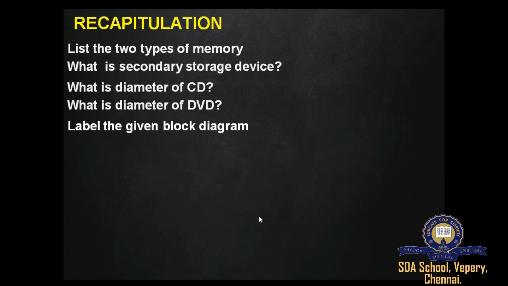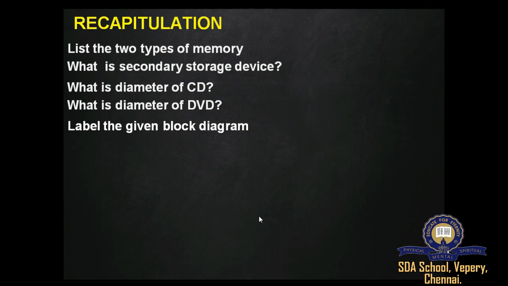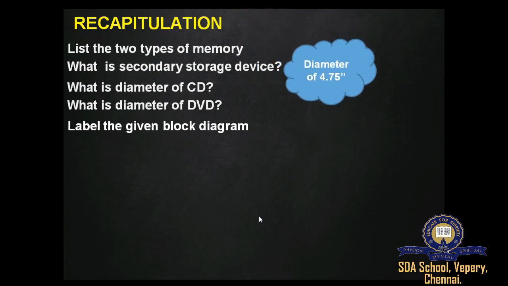Now, the third question is: what is the diameter of CD, that is a compact disc? Yes, very good. The diameter of a CD is 120 mm. The fourth question is: what is the diameter of DVD, that is the digital versatile disc? Yes, very good. The diameter of DVD is 4.75 inches.